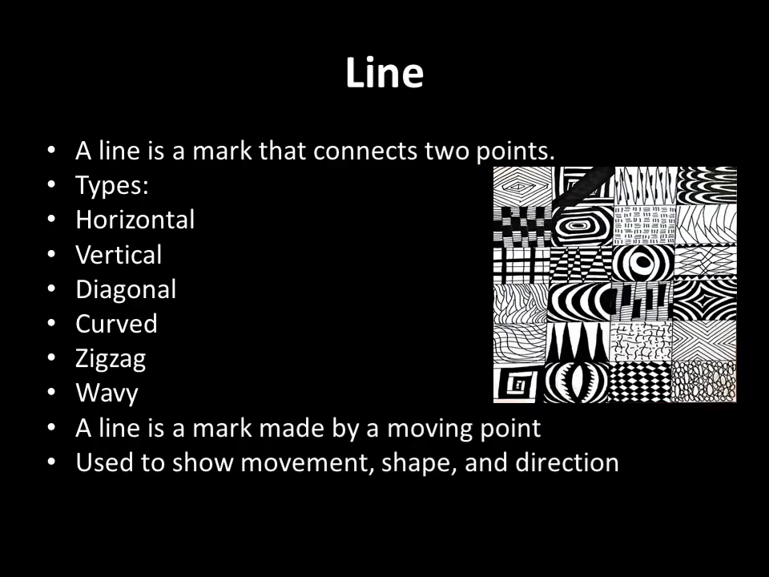Then let's begin with the first element of art, and that is line. What is a line? A line is a mark that connects 2 points. A line is a mark made by a moving point, and it's used to show movement, shape, and direction. We have different types of line: horizontal, vertical, diagonal, curved, zigzag, and wavy. A line shows, for example, along a road, you can see trees planted along a line, right? So a line is a mark that connects 2 points.